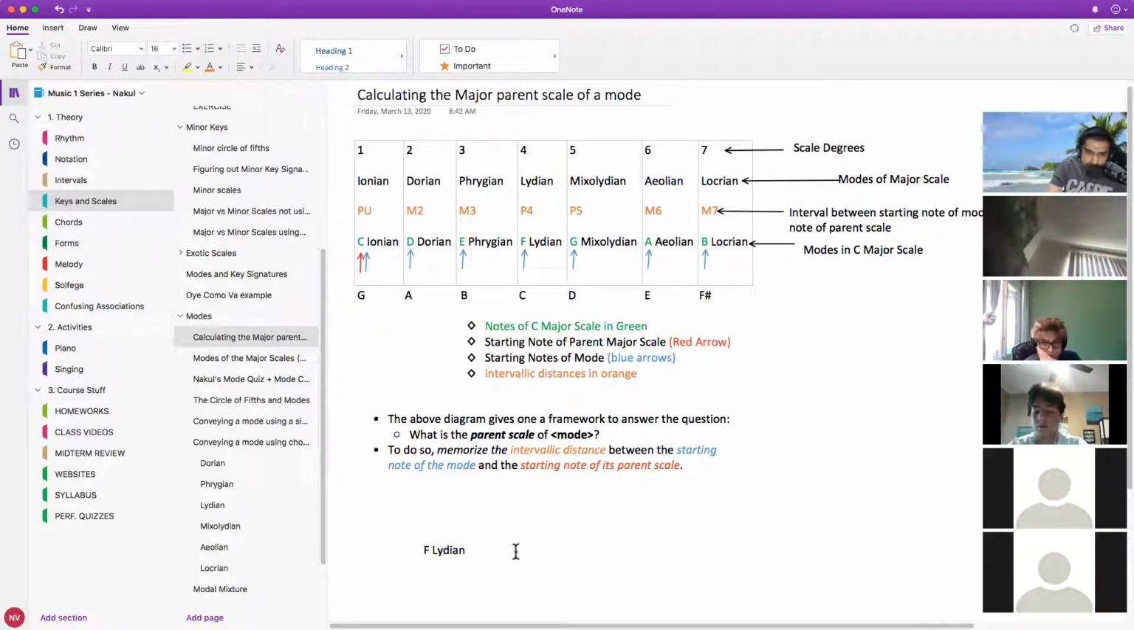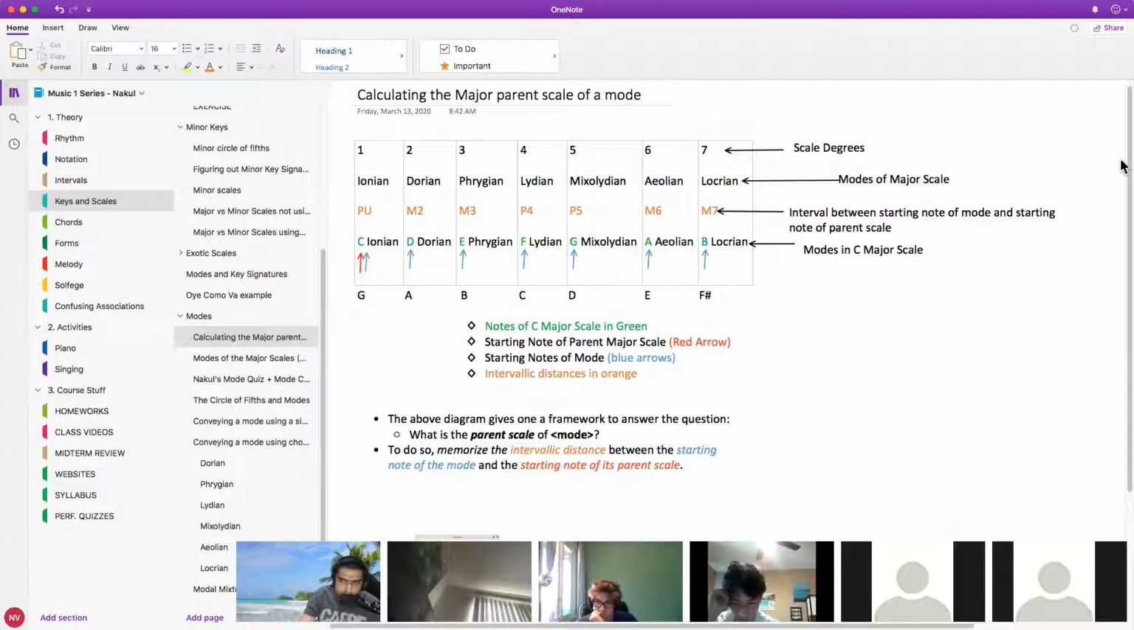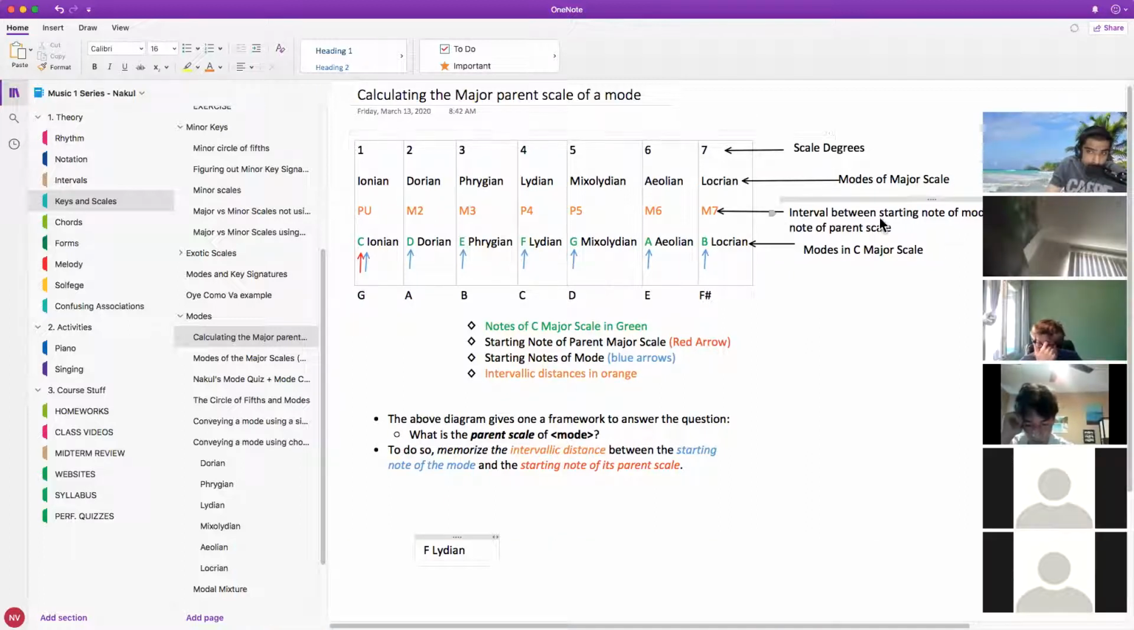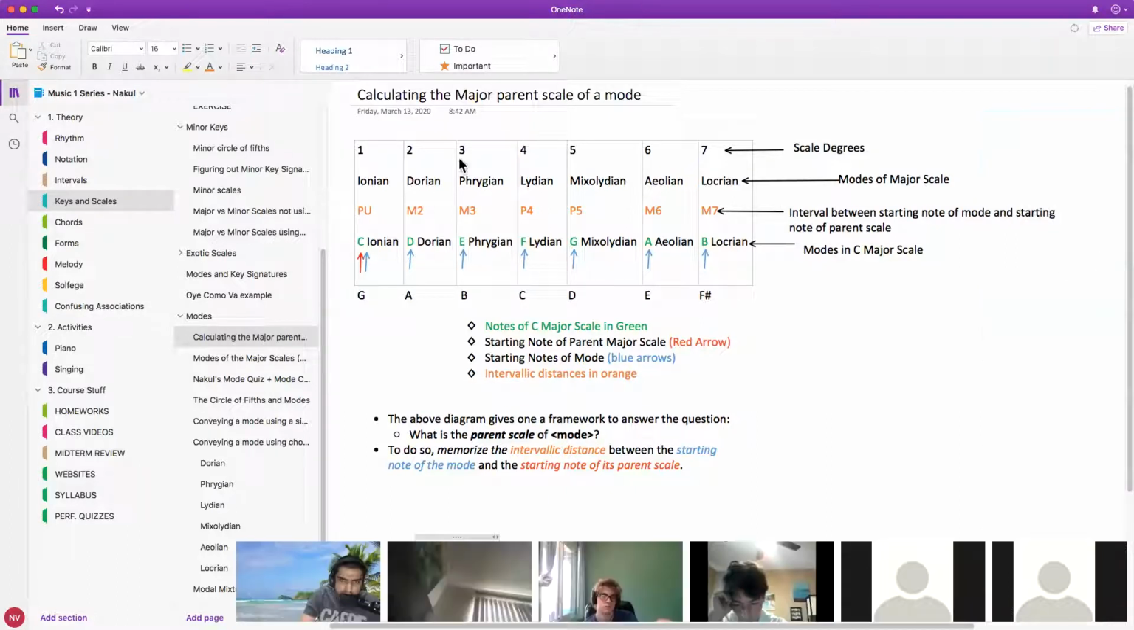So this is how you do it. I'm giving you F Lydian, and you're trying to find the parent scale for F Lydian. What you'd have to know is the starting note of the mode, and the interval between the starting note of the mode and the starting note of the parent scale.